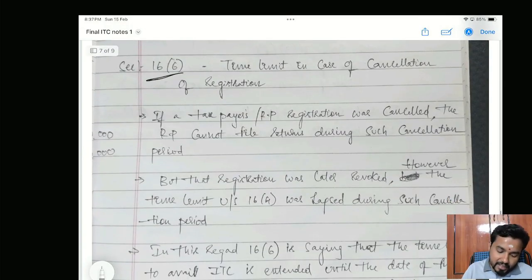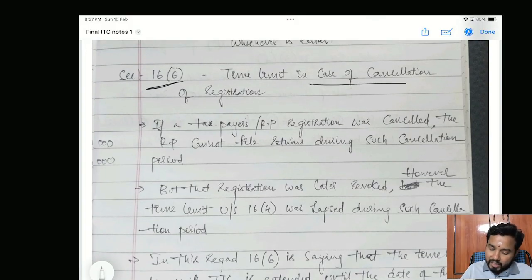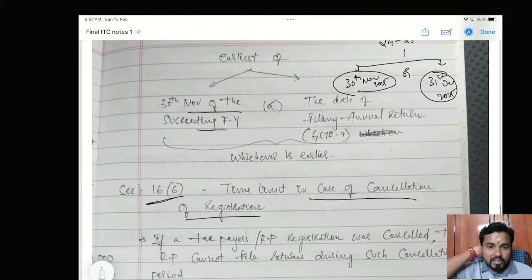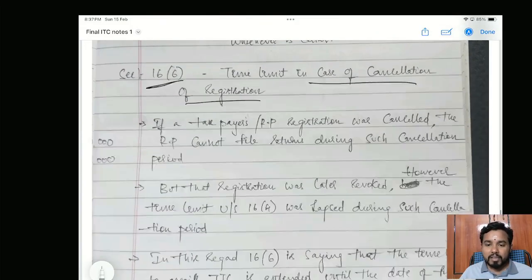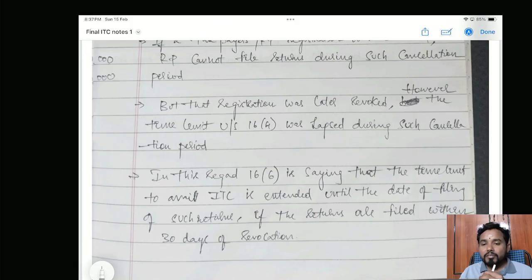Next one, Section 16 subsection 6 of the CGST Act. What is Section 16 subsection 6? Time limit in case of cancellation of registration. Just now we have discussed the time limit of 16 subsection 4. Now sometimes what can happen was, due to continuous non-filing of returns, my registration got cancelled. Meantime, after my registration got cancelled, I have filed all my pending returns and I have applied for revocation.